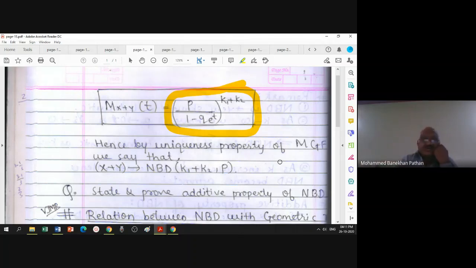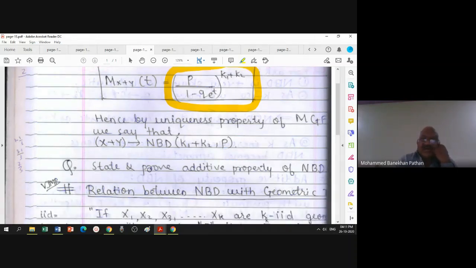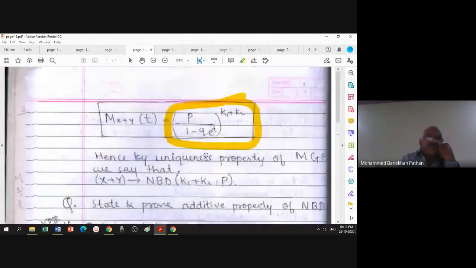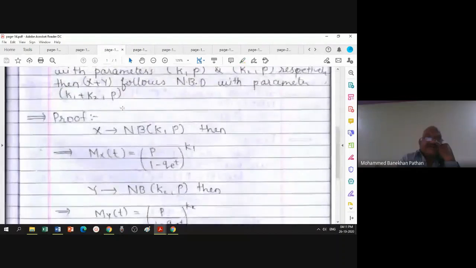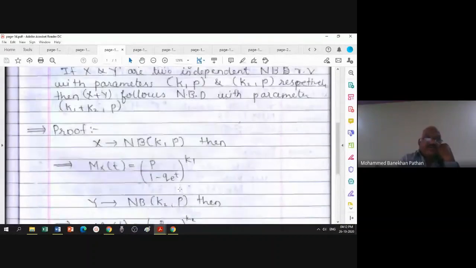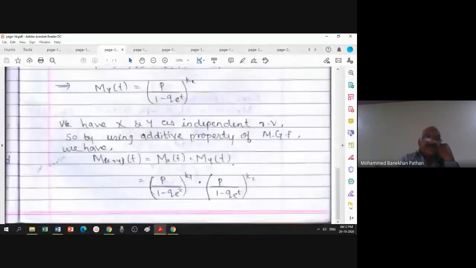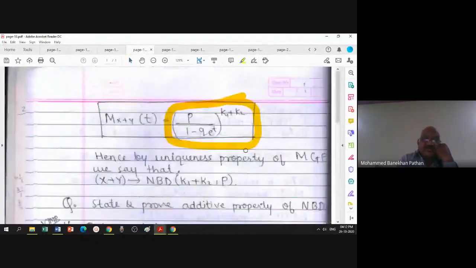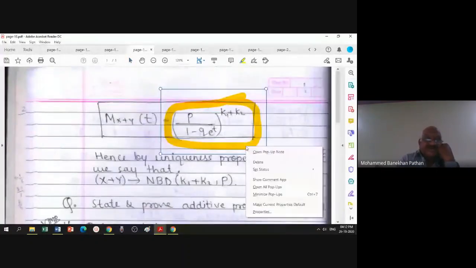We have a question on this topic, which is a theoretical question: State and prove additive property of NBD. So you have to go by a very simple proof. Start like this. Firstly, you have to state, and then you have to go for the proof. Proof based on MGF. Very simple proof, but it often comes in the exam. So be prepared for such a question.